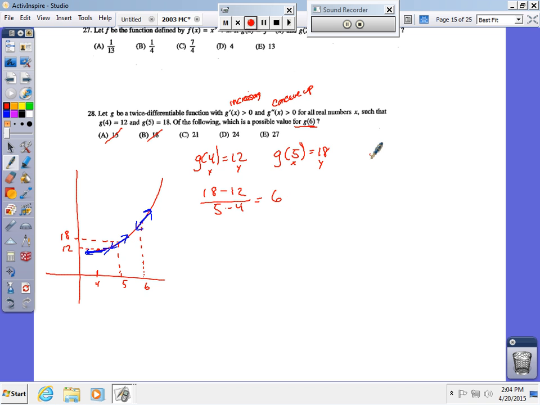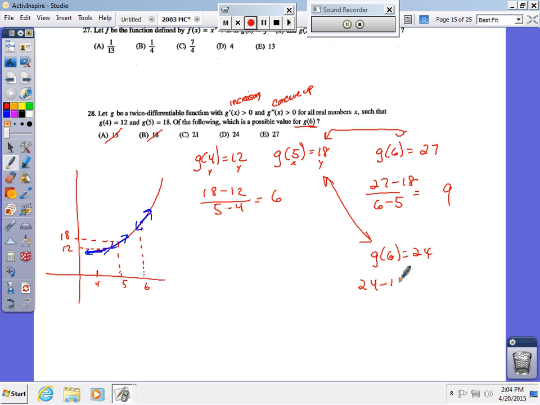So I'm now going to find out what value g of 6 goes with. I'm just going to pick the highest value for right now. I know that's not the answer, but I'm going to pick the highest value and see what happens. If I do the slope between these two, I get 27 minus 18 over 6 minus 5. And that slope is, what, 9? Which is greater than 6. So let's try 24 for g of 6. What if it equaled 24 and I did it between these two values? Well, 24 minus 18 over 6 minus 5 is 6, and it's not greater than 6, so it has to be E.